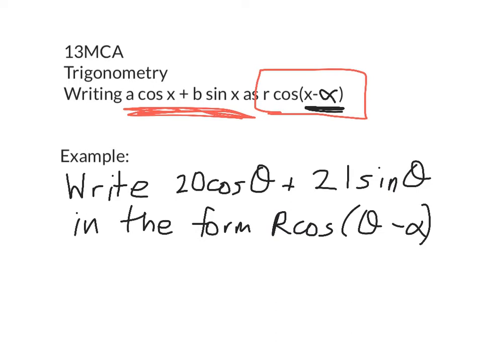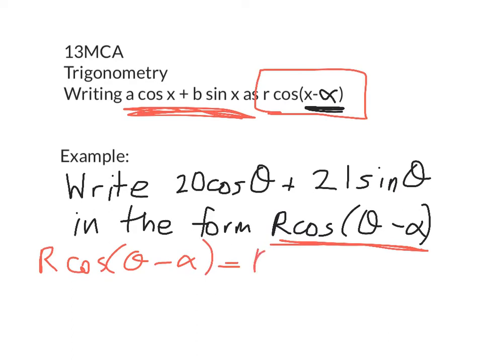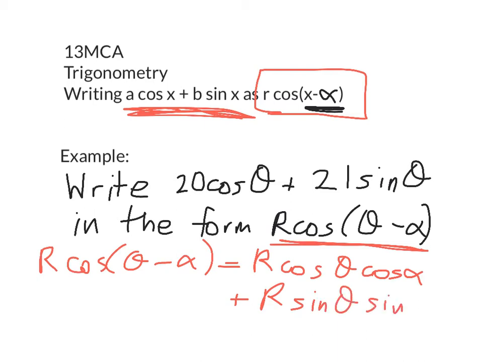We're going to write 20 cos theta plus 21 sine theta in this form here. So the first thing I'd like you to do is to pause the video and, either working on your own or in pairs, just write down what this compound angle formula gives us. So we have R cos theta minus alpha, so off you go. Write that out. Okay, so you should have had this: R cos theta cos alpha plus R sine theta sine alpha.